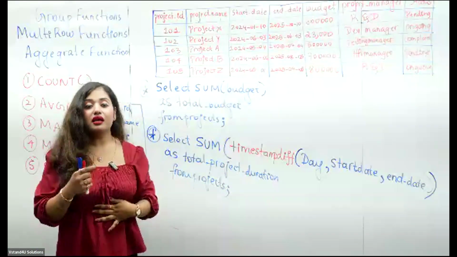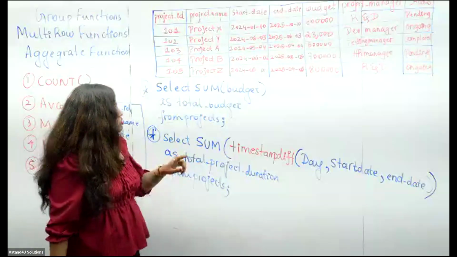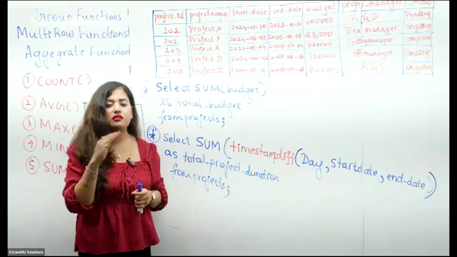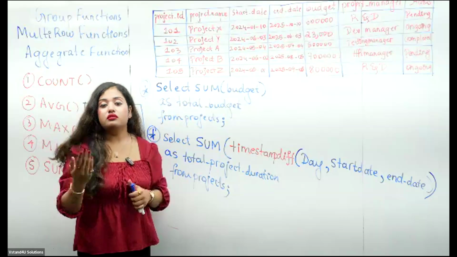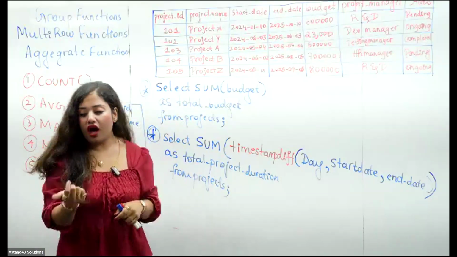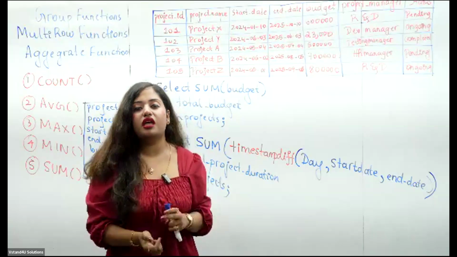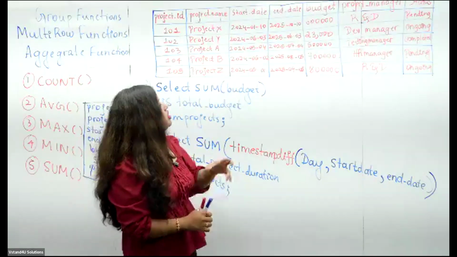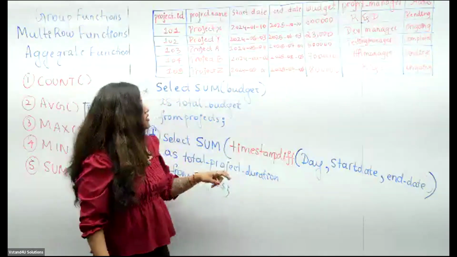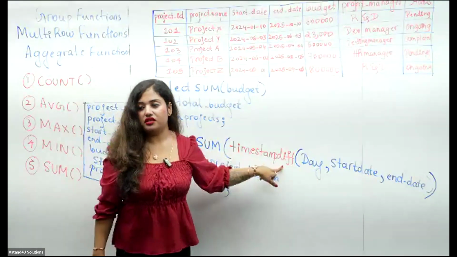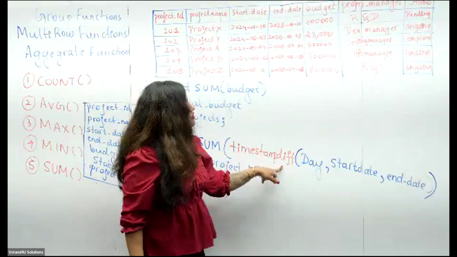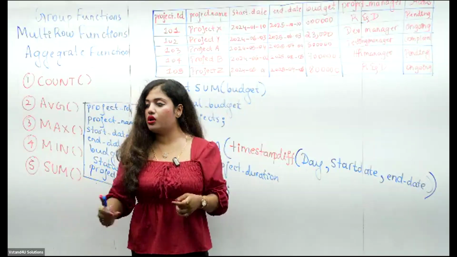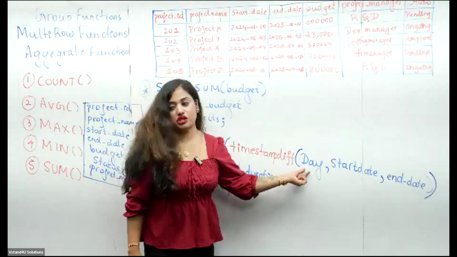But when I'm writing an SQL query, I have to use something called timestamp difference. If you open the timestamp difference notes, whenever you have to get the difference between two different columns, you will be using timestamp difference. Yes or no? Here also you have to get the difference between two different columns, and that is the reason I'm using timestamp difference. Now, they want the duration in years, months or days. Days. So I'm taking the function as day.